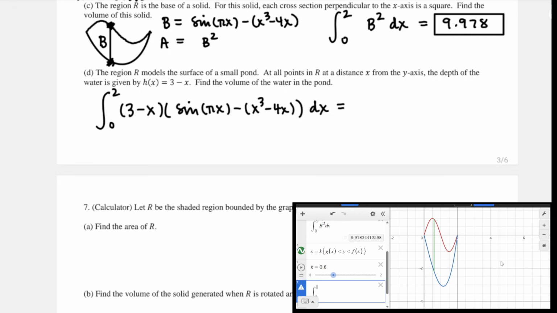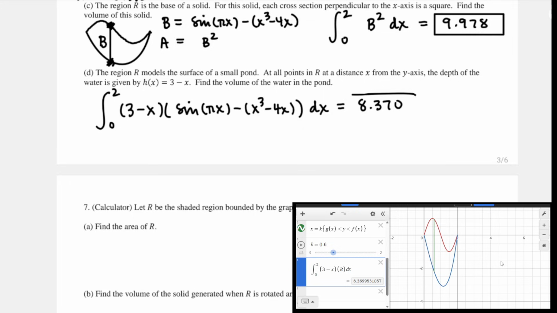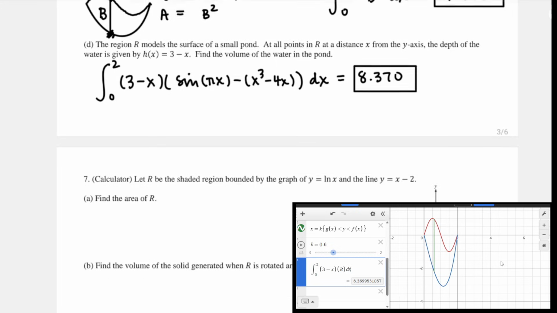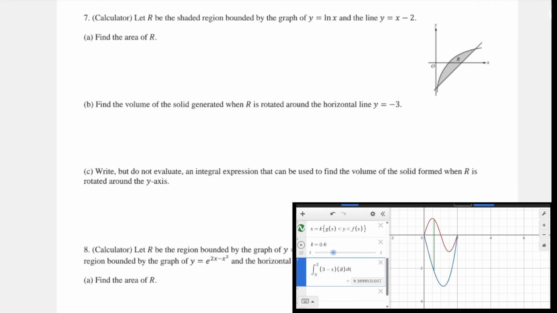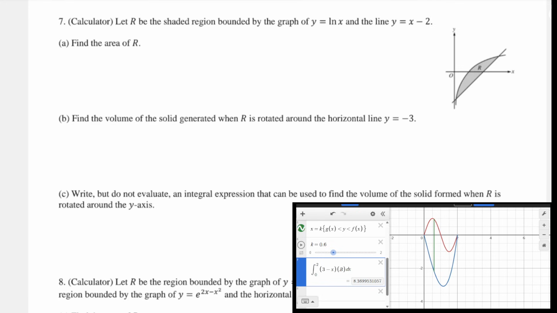So I'm going to be integrating from 0 to 2 of 3 minus x multiplied by b dx, and that's going to be 8.370. Okay, let's see how many more of these I've got. Oh boy, I'm only halfway there. All right, so be patient and get ready to do a lot more area volume practice, but this is good. This is what we need.